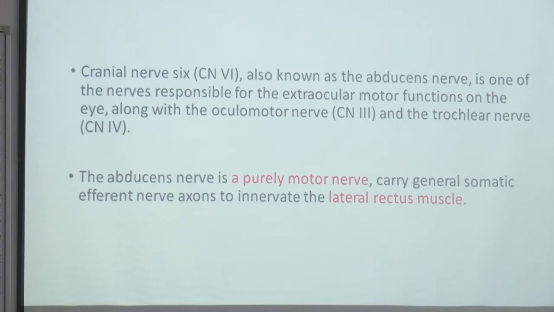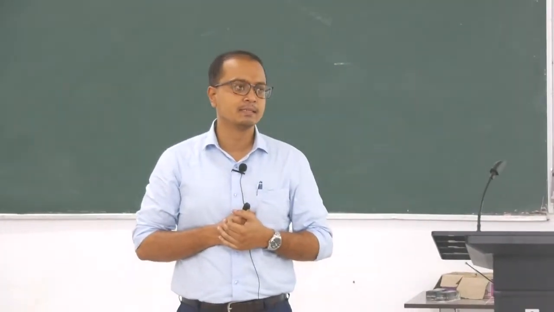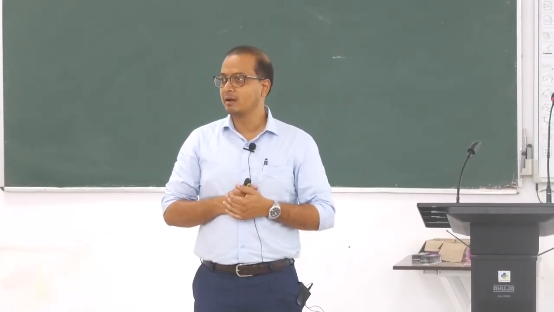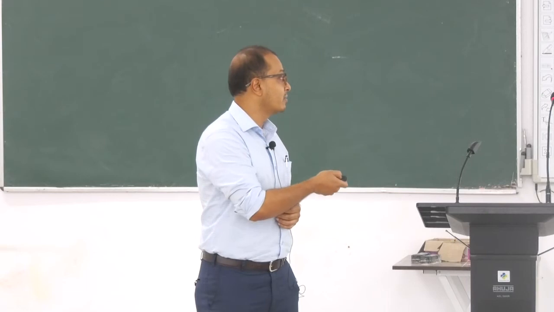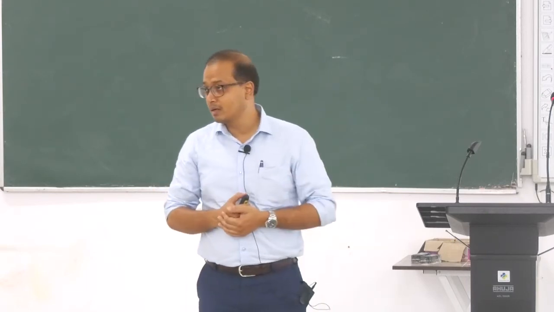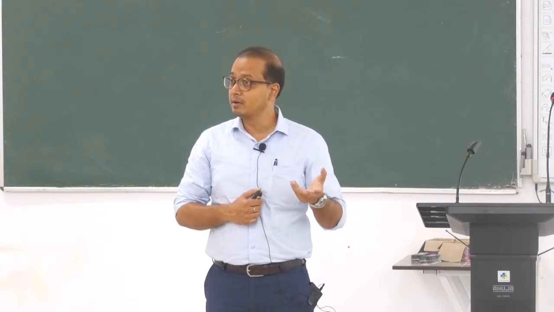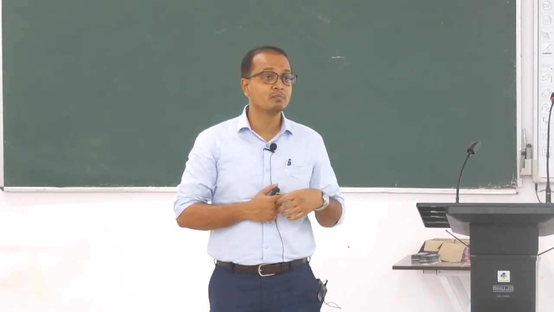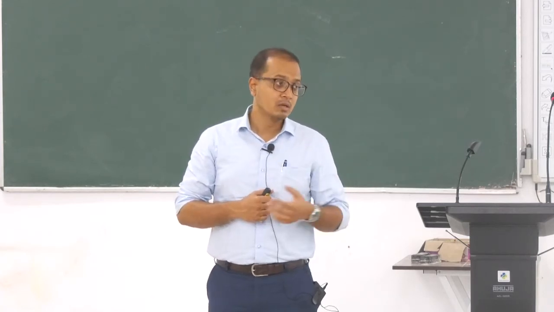Now we talk about the abducens, the sixth cranial nerve, one of the nerves responsible for movement of the extraocular muscles. This nerve supplies only one muscle, the lateral rectus. The function of the lateral rectus is easy: it moves the eyeball laterally. It is supplied by the abducens, and if the lateral rectus does not move, your eyeball will deviate, pulled by the medial rectus. So it's an easy thing.